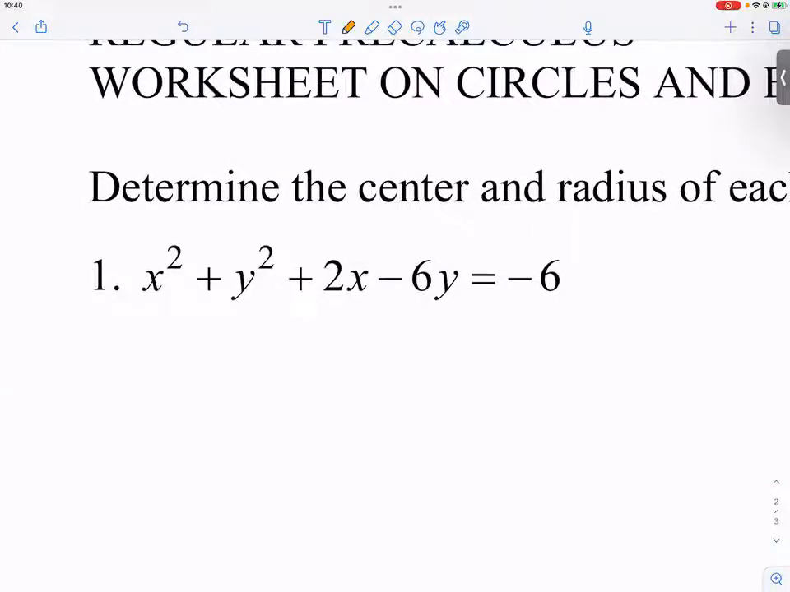Because this is not the standard form, this is the general form. So do you know how to put the x's next to each other, put the y's next to each other, and then do the completing the square? Okay. So this is about completing the square when the coefficients of x squared and y squared are 1.